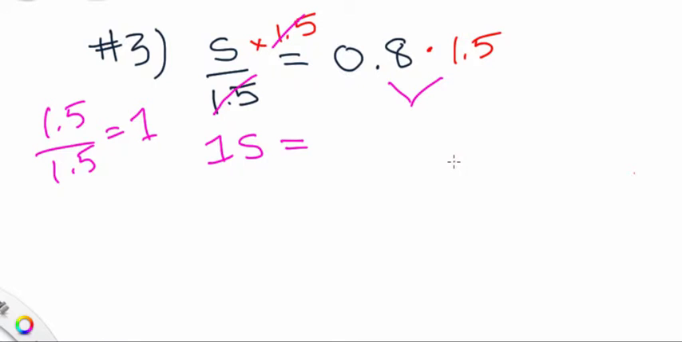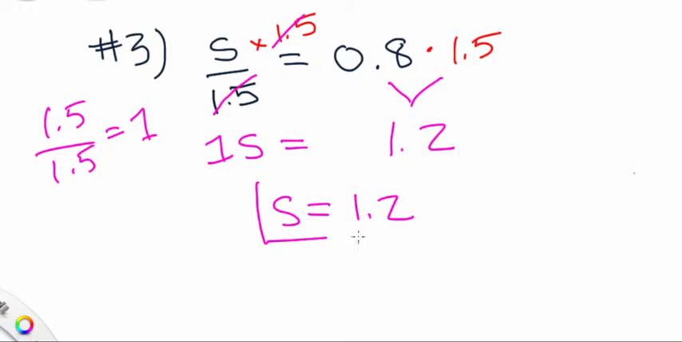So we have 0.8 times 1.5 equals 1.2. So 1s equals 1.2 and s is equal to 1.2. This would be the right answer. Okay.